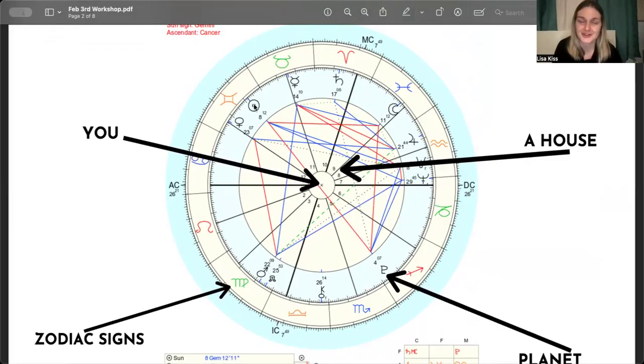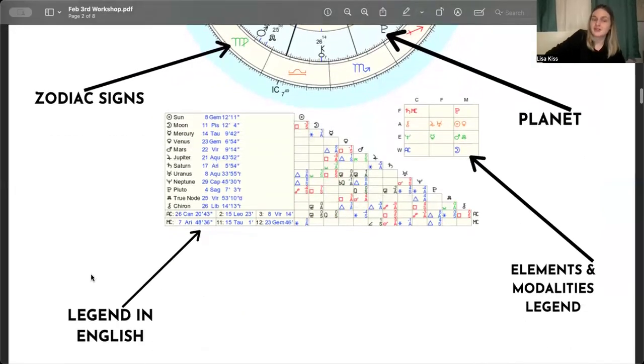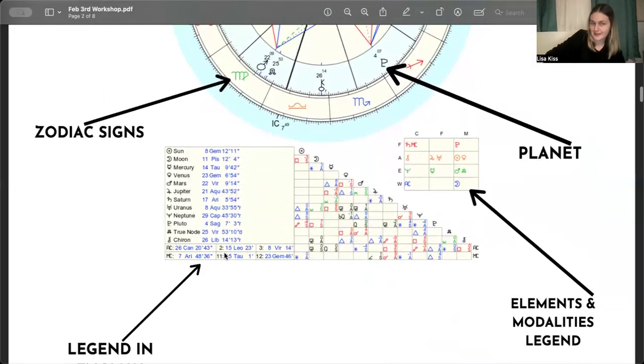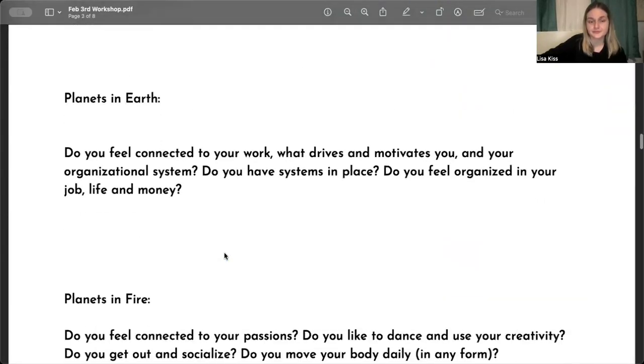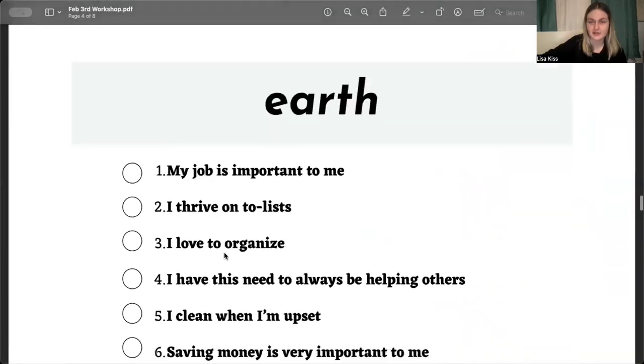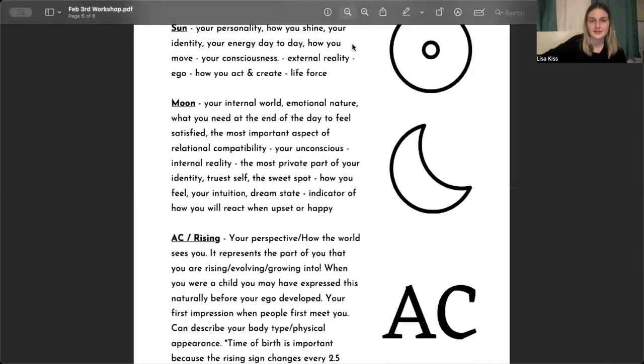So hopefully that covers all of that, so you know which signs your sun and moon are in, and the ascendant, the rising. But always know you can go down to the legend, as it's labeled, in English. So now, if you have that written down, I gotta zoom out again.